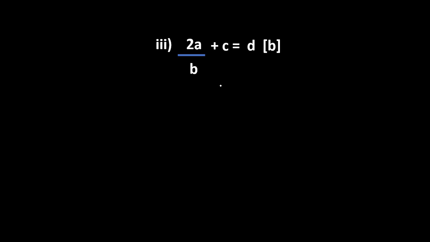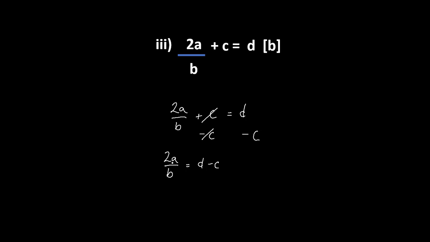So we've got 2A over B plus C is equal to D. We want the subject to be B. So I just write this out. 2A over B plus C is equal to D. Okay, so we've got a fraction here, so let's get rid of the C first. If we minus C on this side, we get rid of the positive C. We've also got to minus the C on this side. So then that gives us 2A over B is equal to D minus C.